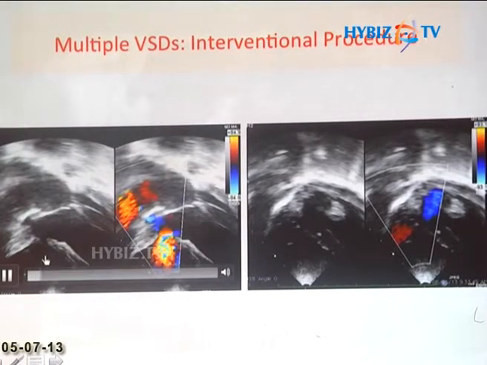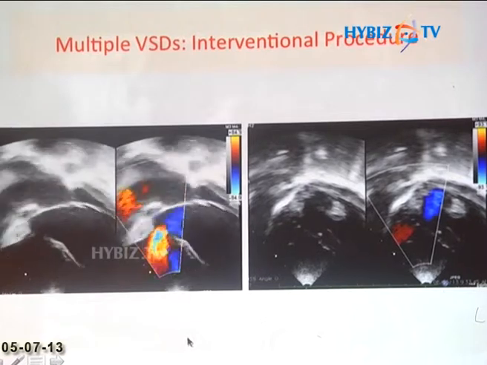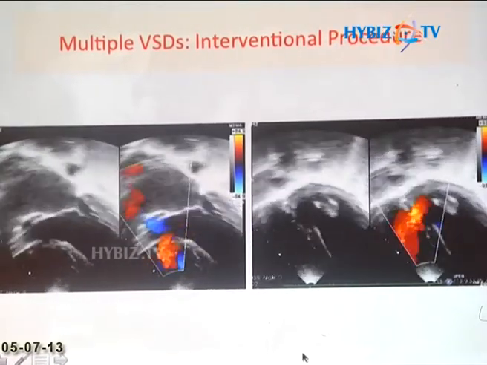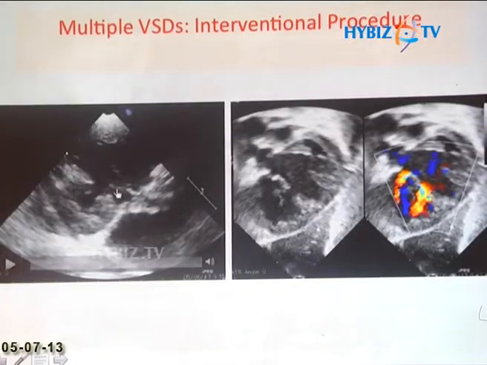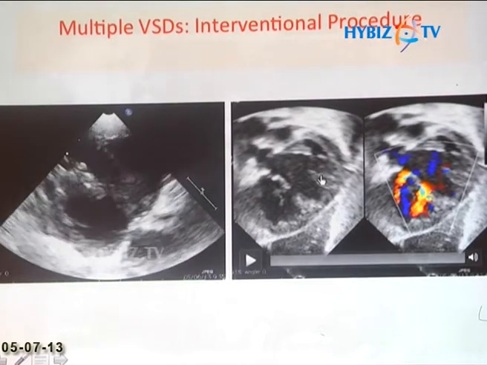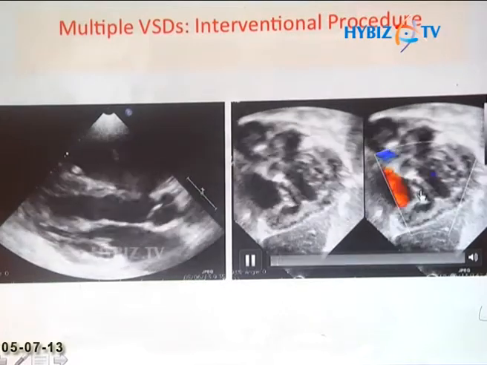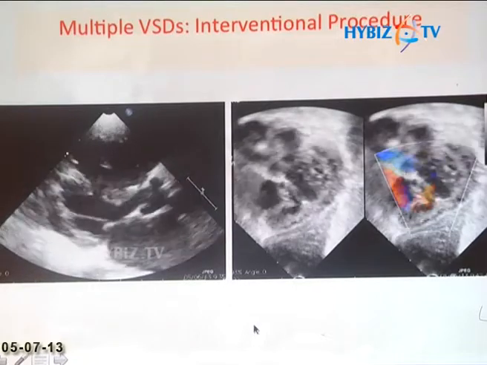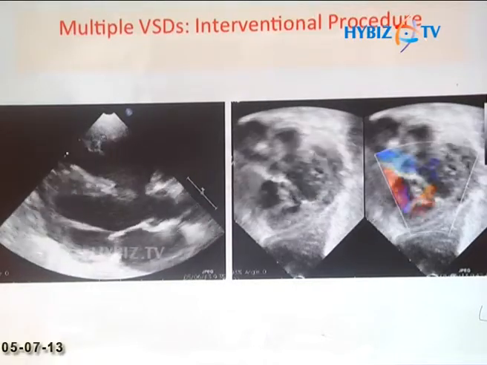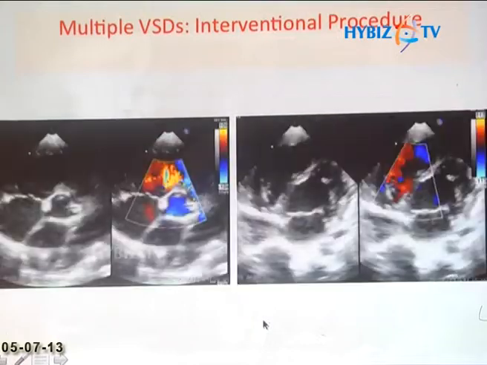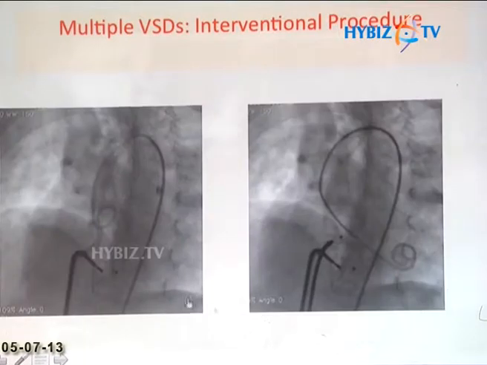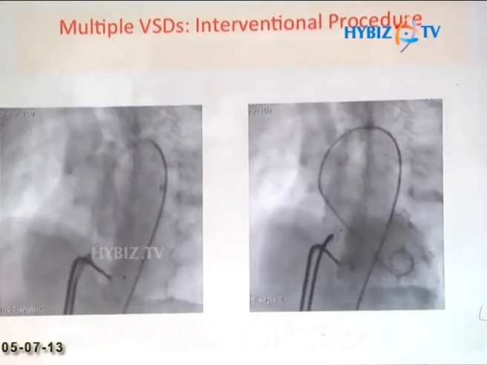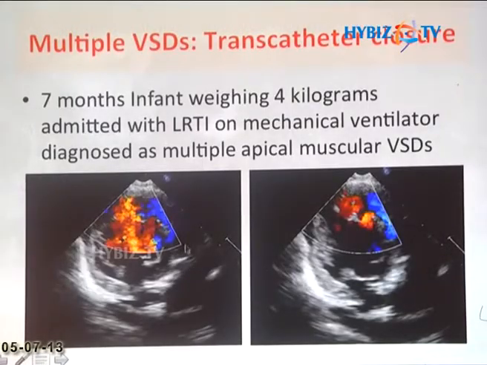So this is another interesting case, a large VST in the membranous location, a large VST in the inlet location here. You can see in all views, how it's being profiled in the subcostal view. 2 VSTs are seen. In other views, you can see only one VST at a time, either anterior sweep or posterior sweep, whereas subcostal you'll be able to profile everything. So this child subsequently underwent two VST device closures during a recent workshop actually. So this is one of the cases I want to share.